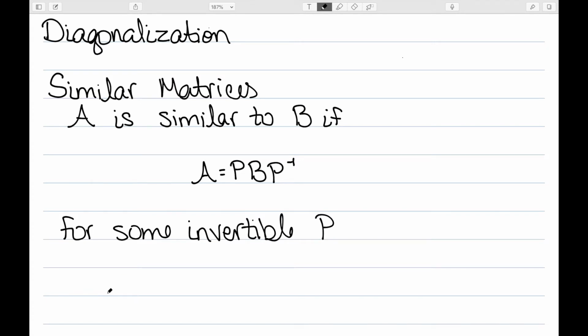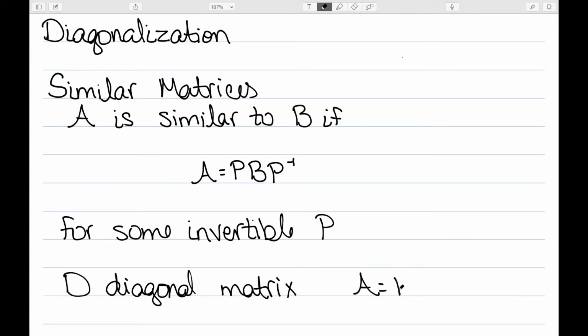And so when we want to diagonalize a matrix, the idea is now we want some D to be diagonal. So this is a diagonal matrix. And what we're trying to find is a diagonal matrix such that A is similar to the diagonal. So A is P D P inverse. And this is what it means to diagonalize a matrix. So we have a matrix and we want to write it so that it's similar to a diagonal matrix.